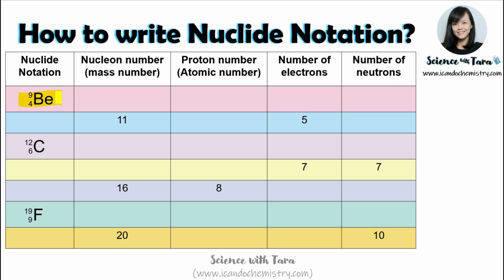We have in the first row beryllium. From the notation, we can determine several things about this element. The number on top shows the nucleon number, which is 9. The number of the protons is at the bottom, hence proton number is 4. In an electrically neutral atom, the number of protons and electrons are the same. Hence, the number of electrons is 4.